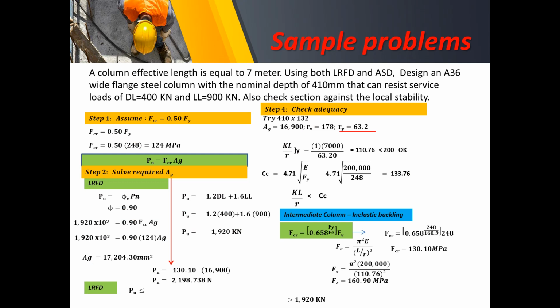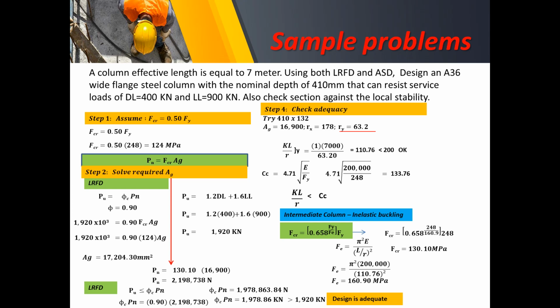Hence, by LRFD, Pu should always be less than or equal to φPn, wherein φPn is 90% of that nominal strength. So we come up with 1,978,863.84 newtons, and that is equivalent to 1,978 kilonewtons, which is still larger than 1,920 kilonewtons. So therefore, the design is adequate.